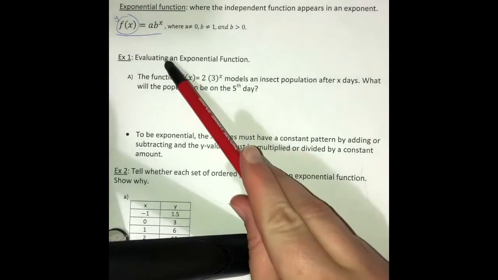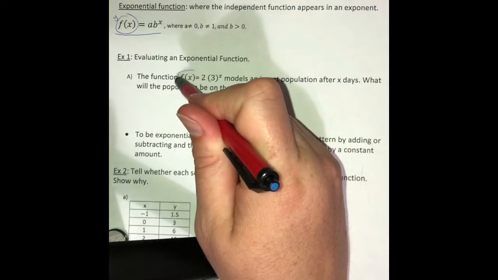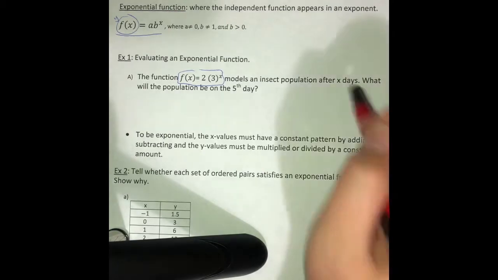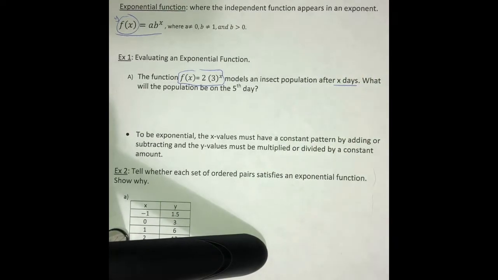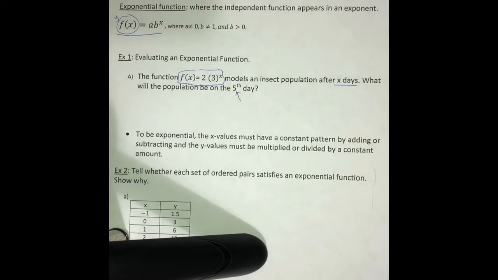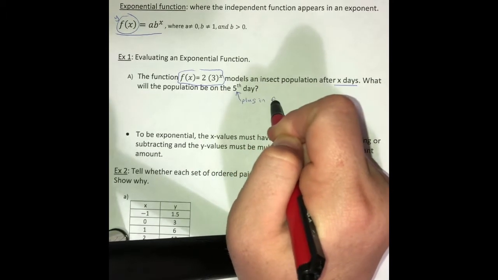Okay, for example 1, evaluating an exponential function, they are giving you an equation. So f of x equals 2 times 3 to the x power models an insect population after x amount of days. X represents your days. What will the population be on the 5th day? So they're telling you how many days they want. So they want you to plug this in for x.